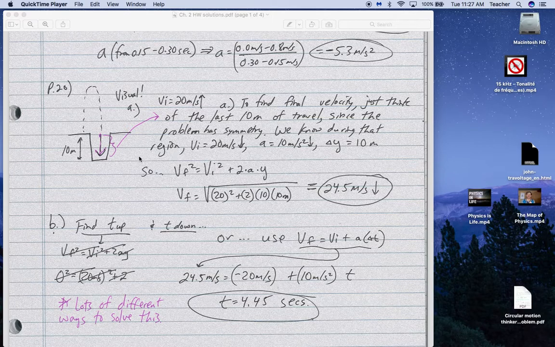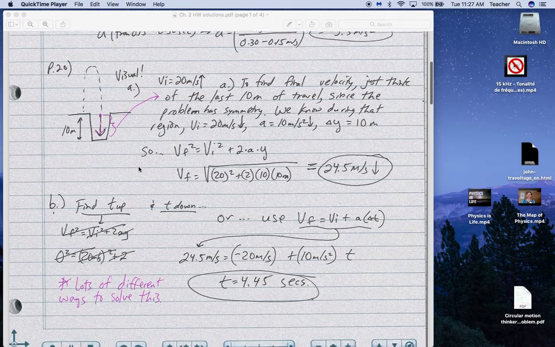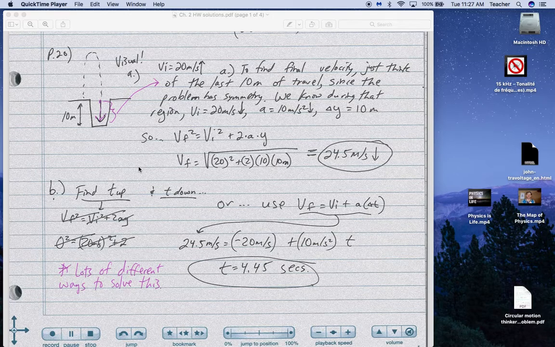So I use this formula, which is one of the first 3 kinematics formulas. 20 meters per second, square that. 10 meters per second squared is the acceleration, and then it's going to fall 10 meters. So that tells me that at the very bottom of its path, it's going 24.5 meters per second. To find the time up and time down, I could have realized it's going to take 2 seconds to get to the top of its path, 2 other seconds to get back down to ground level, because our rate of change of speed is 10 meters per second per second.